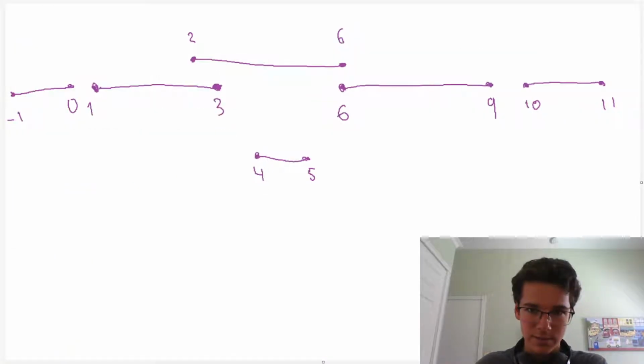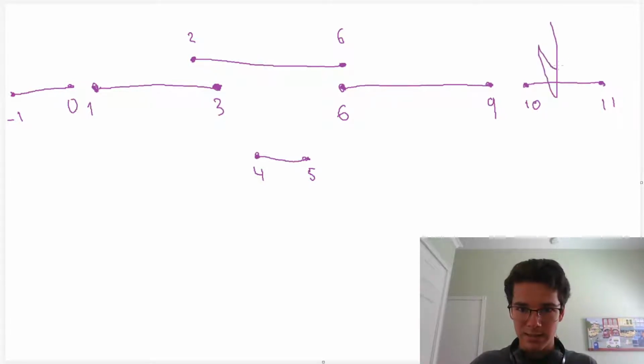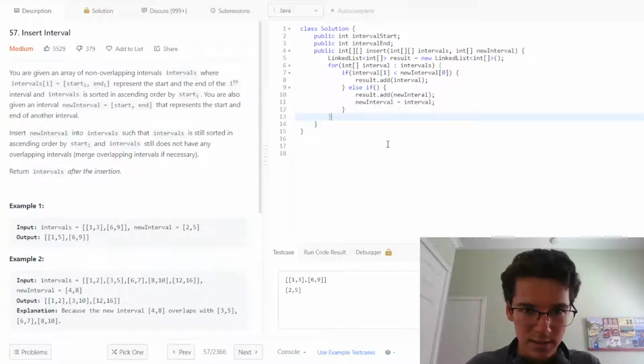But if we have finished the loop, like in this case right here, where this is the very last, oh, that was messy. If this interval is the very last one in our original intervals array, then we're going to have to make sure to add it. So we're going to do this at the end right here.